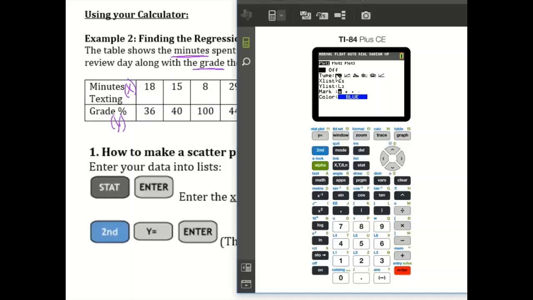Okay. So now we are going to find the equation. So once we have that turned on, now we can find the equation. So we're going to hit stat, go over to 4, go over to calc, go down to 4, okay? And then we're going to hit enter.